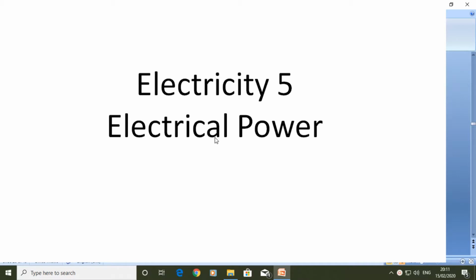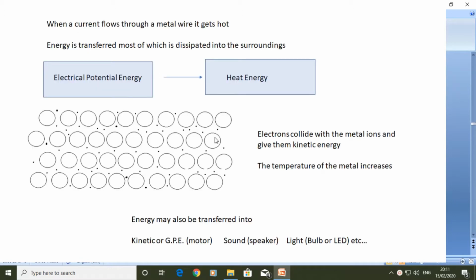This is my Electricity 5 video, and it's about electrical power. Now, when a current flows through a metal wire, the metal wire gets hot and energy is transferred in the wire. Electrical potential energy goes into heat energy, which is dissipated into the surroundings as the wire gets hot.